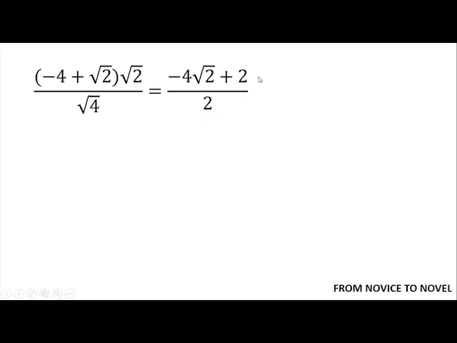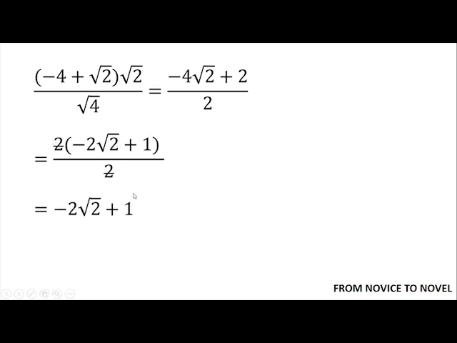The next thing we want to do is, we can still simplify further by doing what? Factorizing 2 out. 2 is common to these two terms. So when you factorize 2 out, then it becomes this 2 into bracket minus 2 root 2 plus 1 divided by 2. Then these 2 will cancel out these 2. And then we have minus 2 root 2 plus 1.